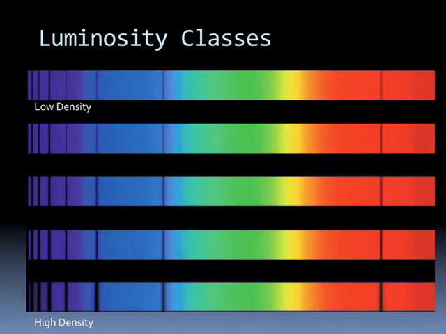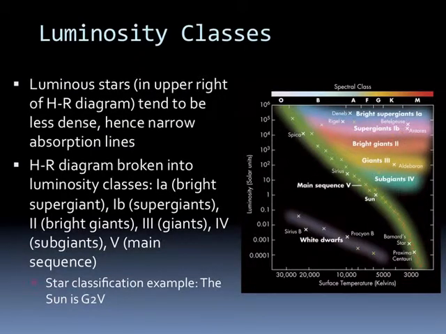So then if I look at the high and low density stars, even in the same spectra, you see they're wider for high density than they are for low density. So luminous stars, again in the upper right of the HR diagram, tend to be less dense, hence they had narrow absorption lines. So now the HR diagram can be broken into luminosity classes: 1A, the bright supergiants, and 1B, the supergiants, 2, the bright giants, 3, giants, 4, subgiants, and 5, the main sequence stars. So now the Sun is a G2 V star.